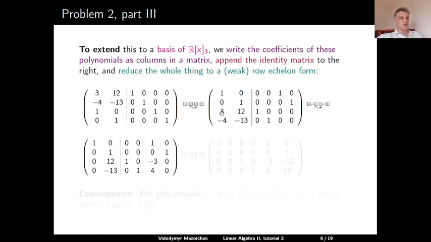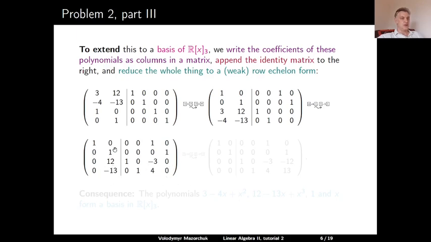Row 3 becomes 3 minus 3 is 0, 12 minus 0 is 12, 1 minus 0 is 1, 0 minus 0 is 0, 0 minus 3 is minus 3, and 0 minus 0 is 0. And row 4 becomes minus 4 plus 4 is 0, minus 13 plus 0 is minus 13, so 0 plus 0 is 0, 1 plus 0 is 1, 0 plus 4 is 4, and 0 plus 0 is 0.